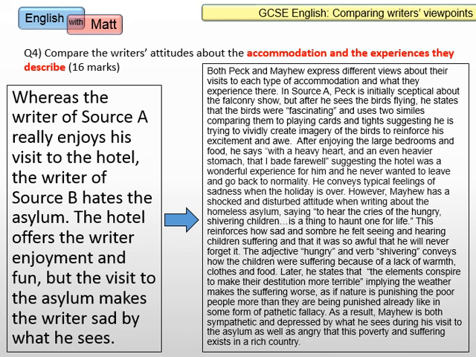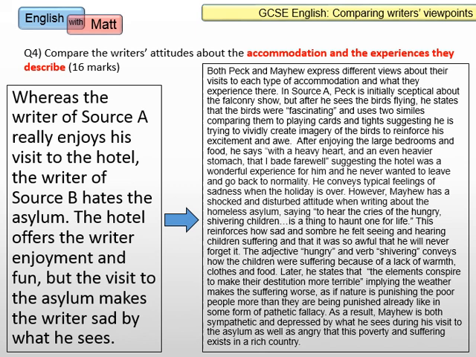After enjoying the large bedrooms and the food, he says with a heavy heart and an even heavier stomach that I bade farewell, suggesting the hotel was a wonderful experience for him and he never wanted to leave and go back to normality. He conveys typical feelings of sadness when the holiday is over. However, Mayhew has a shocked and disturbed attitude when writing about the homeless asylum, saying to hear the cries of the hungry, shivering children is a thing to haunt one for life. This reinforces how sad and sombre he felt, seeing and hearing children suffering, and that it was so awful that he will never forget it.